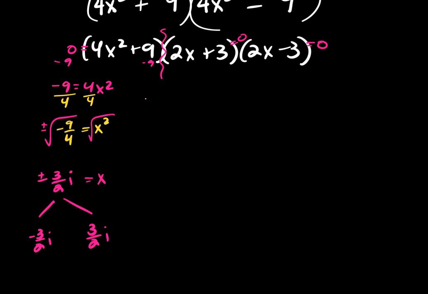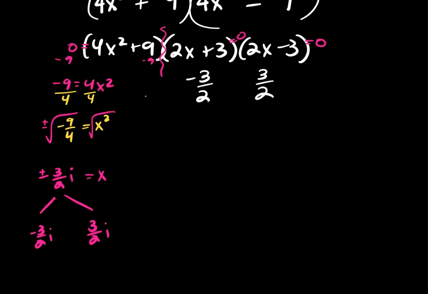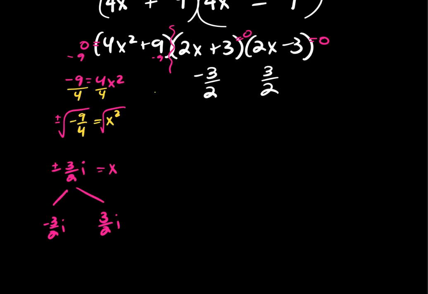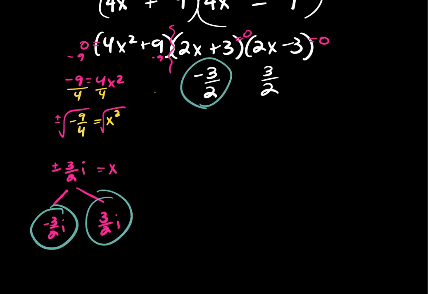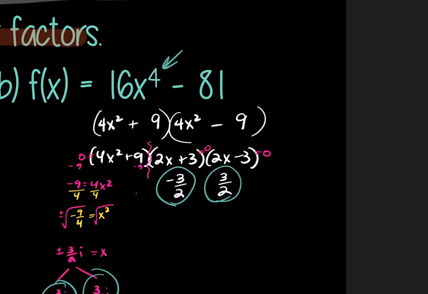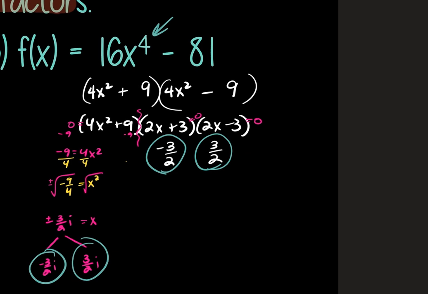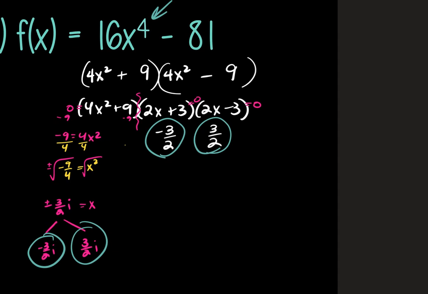Then I do 2x plus 3 equals 0, so that's negative 3 halves, and 2x minus 3 equals 0, positive 3 halves. So my 4 zeros are those: negative 3 over 2i, positive 3 over 2i, negative 3 over 2, positive 3 over 2. And there's 4 of them, right? Highest exponent was 4 to begin with.